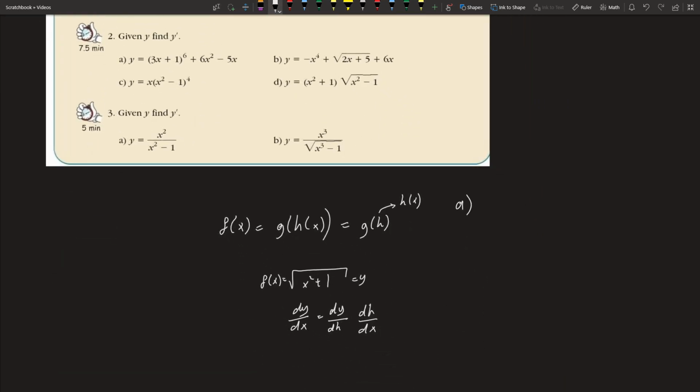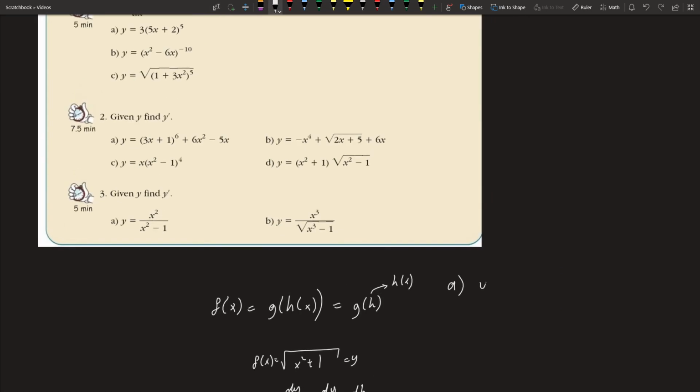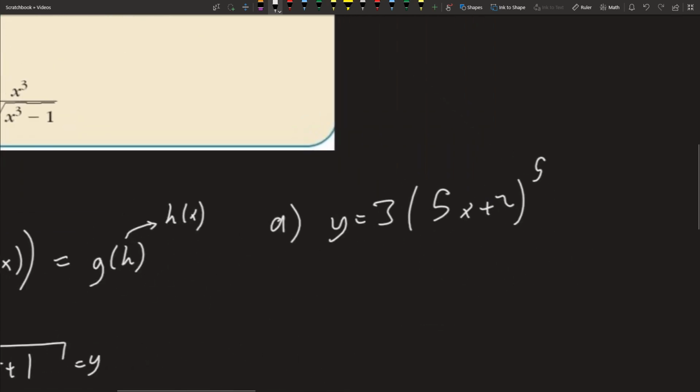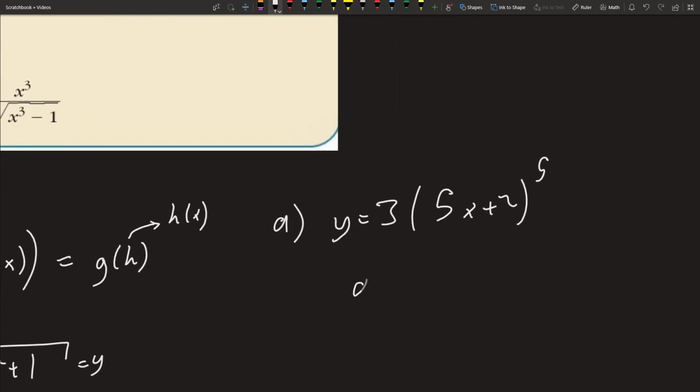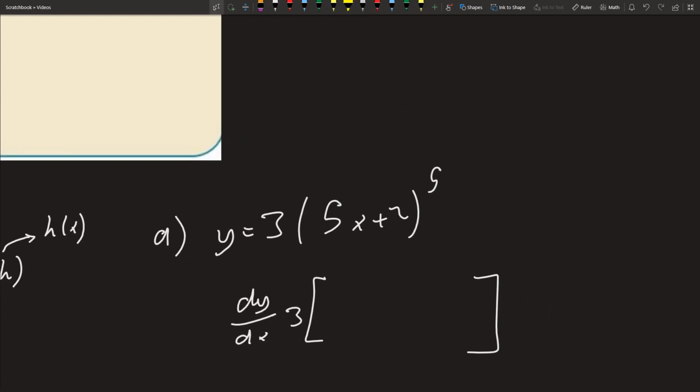Anyways, now that you have the idea of the chain rule, let's solve part A. Let's see, part A, we have y is equal to 3 times (5x plus 2) all to the power of 5, right? 3 is a constant, so leave that on the side. So dy over dx is 3 into something, right? Leave that on the side. So what are the two functions here? We have g of x is equal to x to the 5, and then h of x is equal to the inner function, which is 5x plus 2.